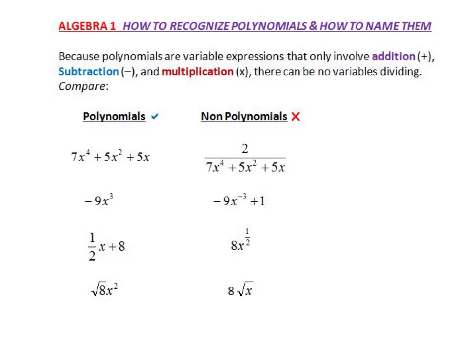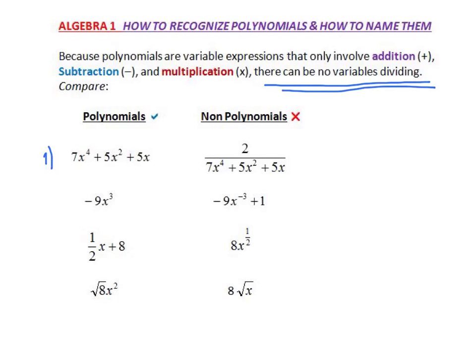Hello everybody! Today in this lesson you will be learning how to recognize polynomials and also how to name them. Because polynomials are variable expressions that only involve addition, subtraction and multiplication, there can be no variables dividing. So this is very useful for us to recognize polynomials. For instance, take a look at the very first example here.